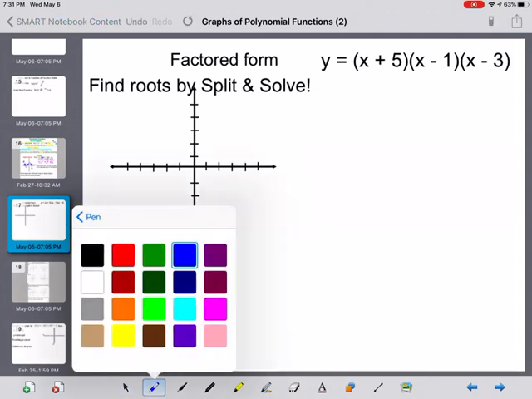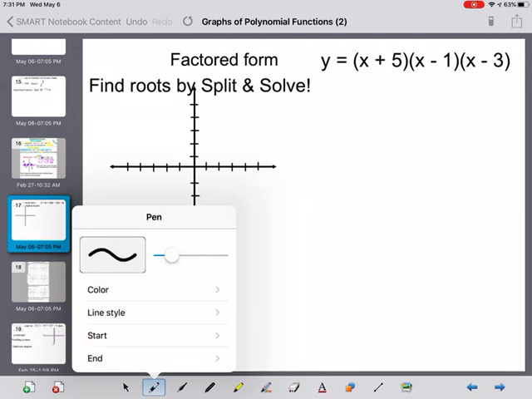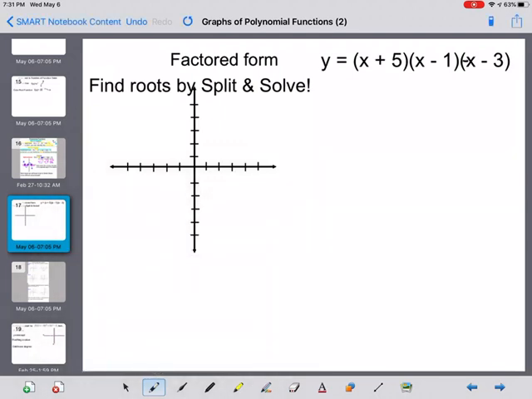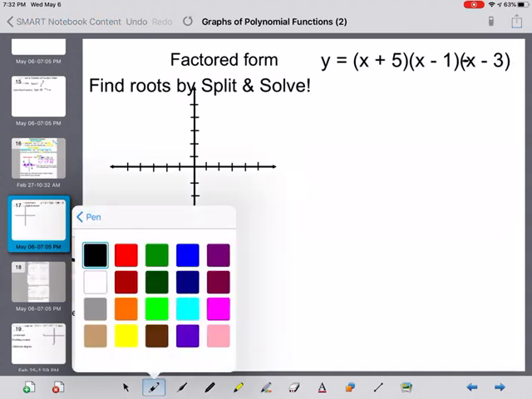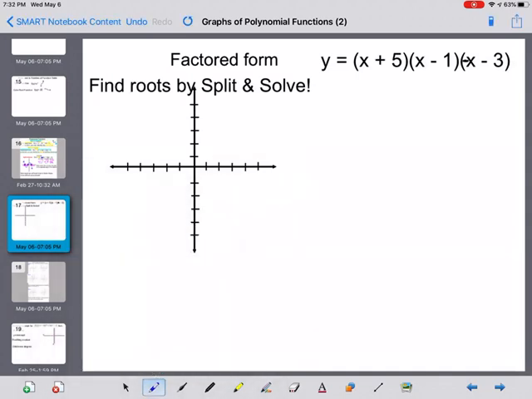We're going to just do another one. I'm going to just make a little edit right here. Okay. So we're going to split and solve each one.